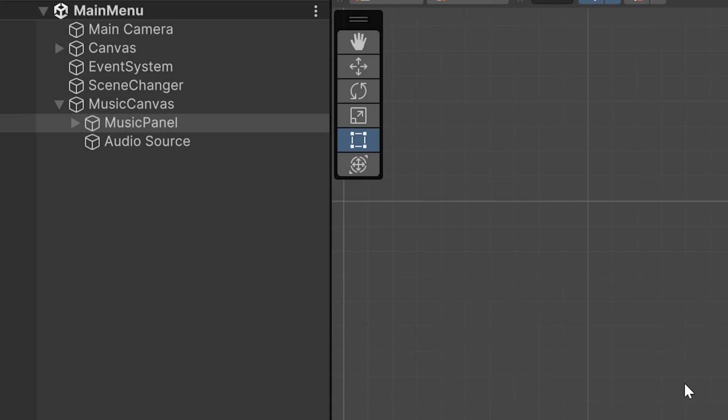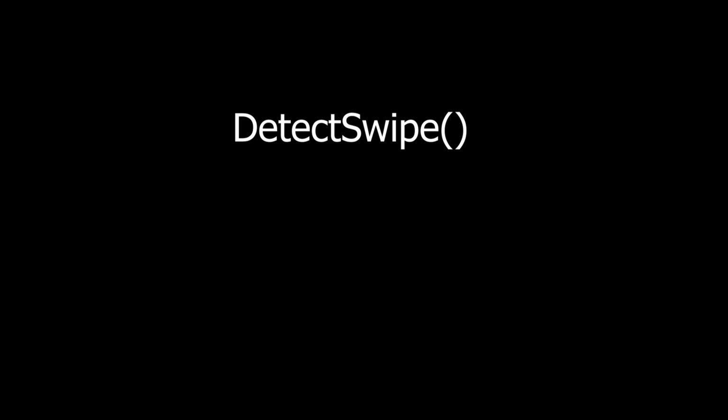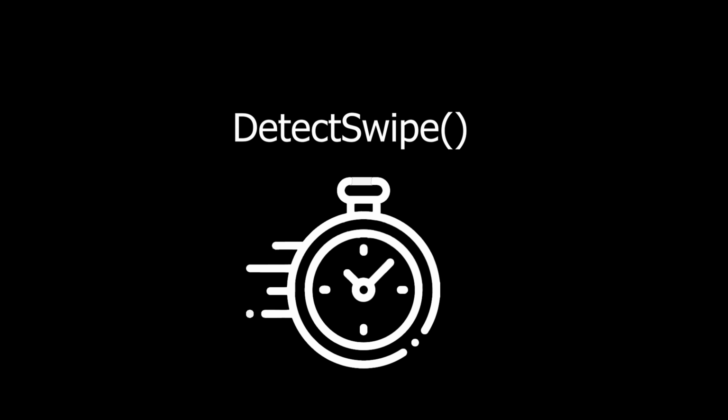In a nutshell, we are going to create two animations, one to show the object and one to hide it. Implement a detect swipe function that triggers the right animation and a reset timer to auto-hide the object when it's left idle. So if you are ready for some coding fun, let's jump right in.